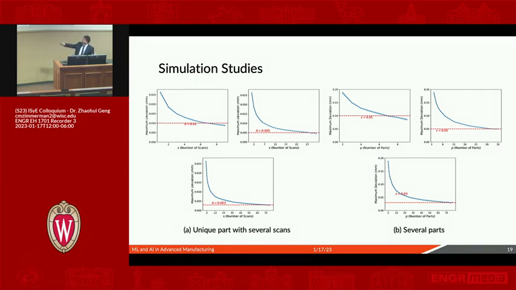For the several parts model, here we are mimicking the remanufacturing processes. So we have multiple parts, and each part with multiple scans. And then here we have a similar pattern, with different accuracy requirements. We have a decreasing trend if we increase the number of parts, and also each of the part models will reach the precision requirements, right?